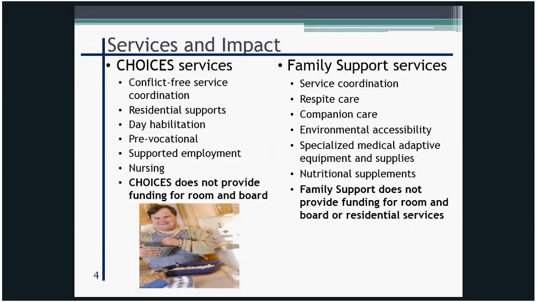You'll notice the family support services are pretty similar to the HOPE waiver, so it's very similar, but a different target population.